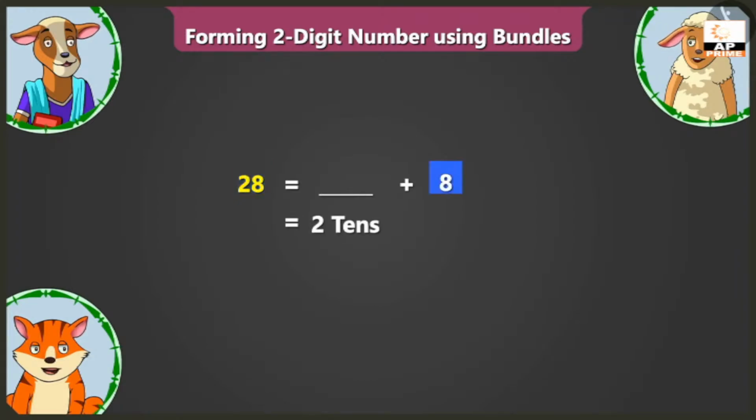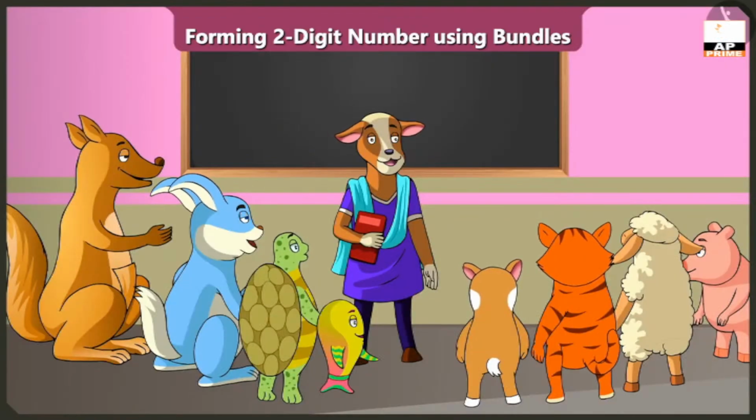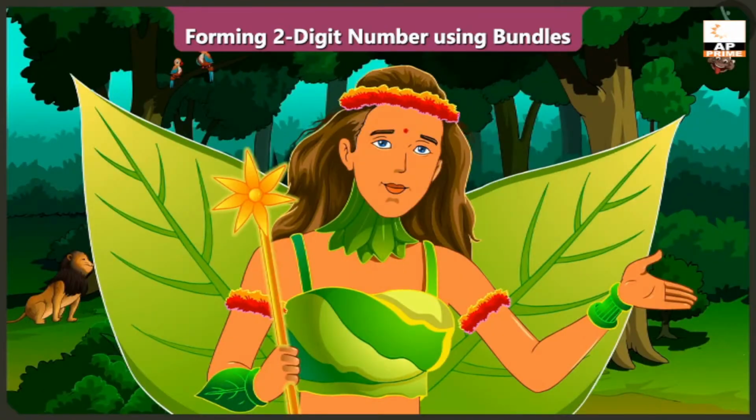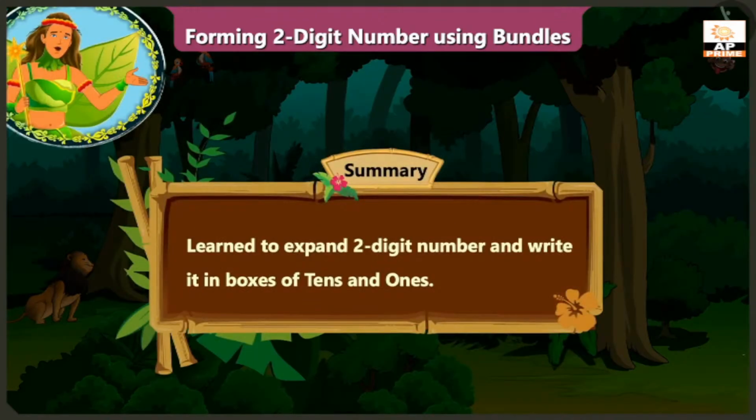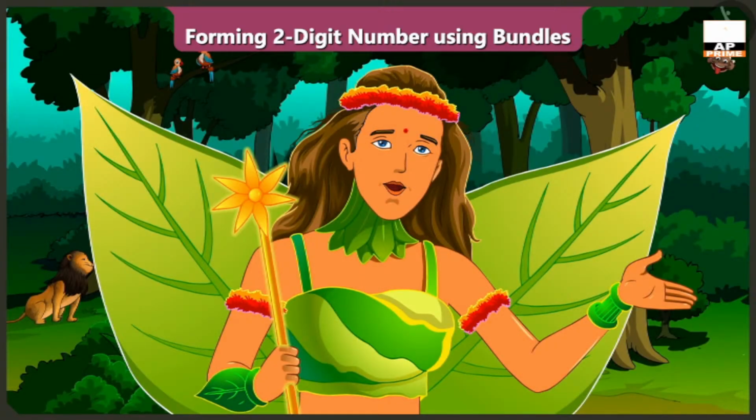28 has 2 tens and 8 ones. So 28's expansion is 20 and 8. Very good, children. Now see you in the next class. Children, in this video, you learned to expand 2-digit numbers and write them in boxes of tens and ones. In the next video, through examples, we will learn how to expand 2-digit numbers and understand it well.